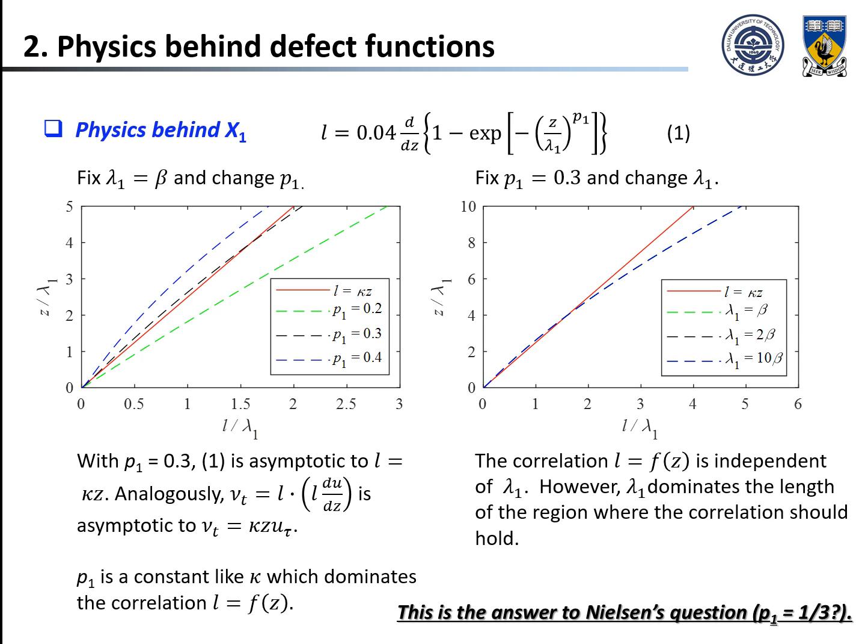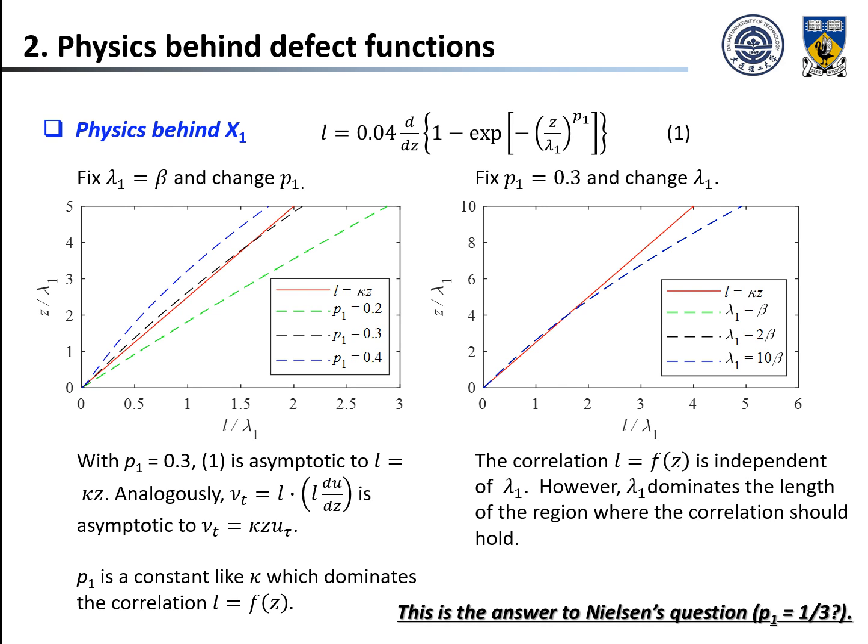On one end, we fix lambda 1 as beta and change the value of P1. We found with P1 being 0.3, the mixing length dominated by x1 is asymptotic to kappa Z, which is commonly accepted for fully turbulent flows. Analogously, we can get that with P1 being 0.3, the eddy viscosity dominated by x1 is also asymptotic to kappa Z U tau. This is the answer to Nielsen's question. As can be seen in the left figure, P1 is a constant like kappa, which dominates the correlation of L as a function of Z.